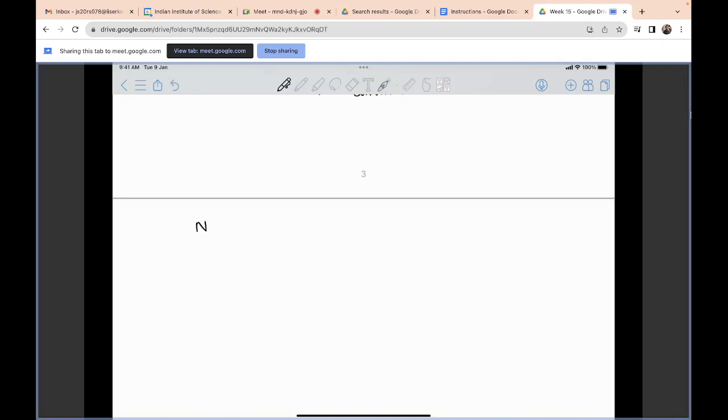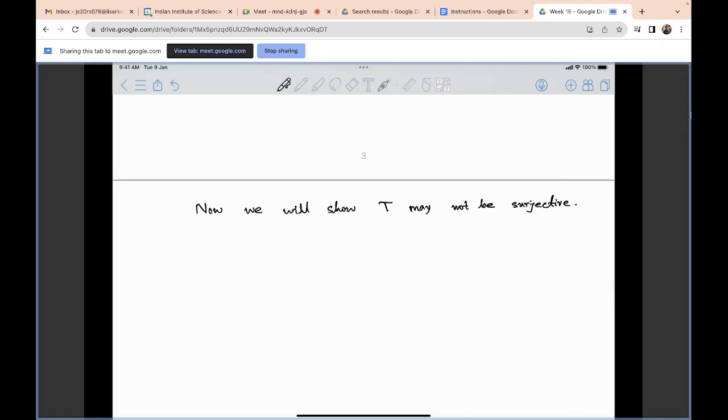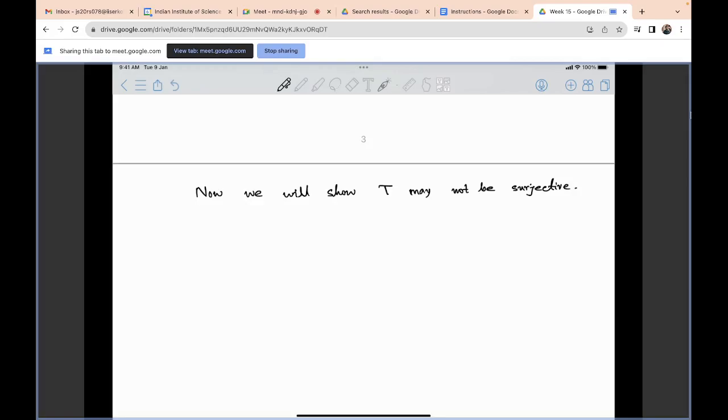Now we'll show that T may not be surjective. Right. So we will give an example. So let's take, define this T from l2 to l2. So this is the square summable sequence space, l2 to l2. So these are basically Hilbert spaces, so Banach spaces.